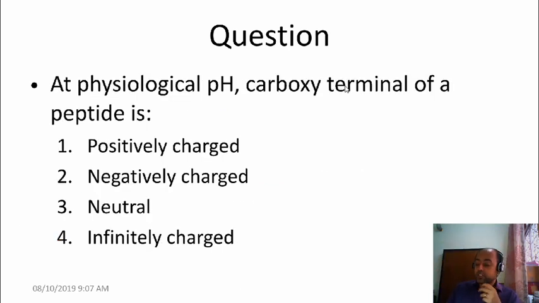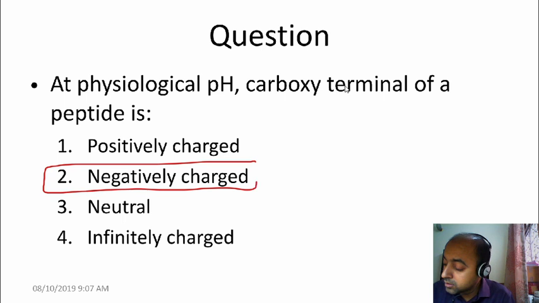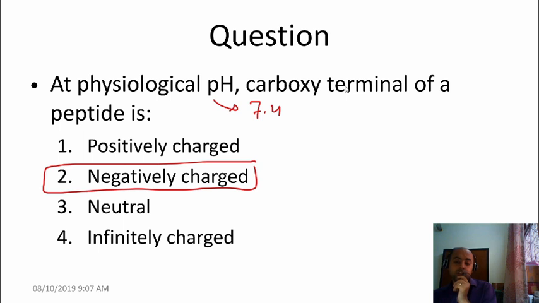Next question: at physiological pH, the carboxy terminal of a peptide is, remember we had mentioned physiological pH means 7.4. Carboxy terminal at any pH greater than 3 will be negatively charged.